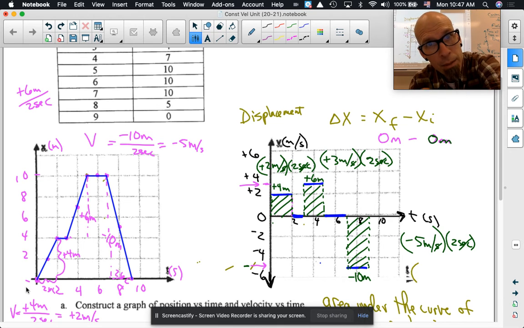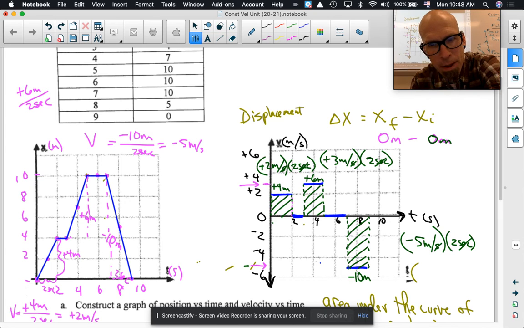Well, yeah, but it went somewhere. Yeah, and it came back to where it started. That means it is not displaced. At time 9 seconds on the clock, is it displaced from where it started? The answer is no. It is in the same place as when it started. Therefore, it is not displaced.